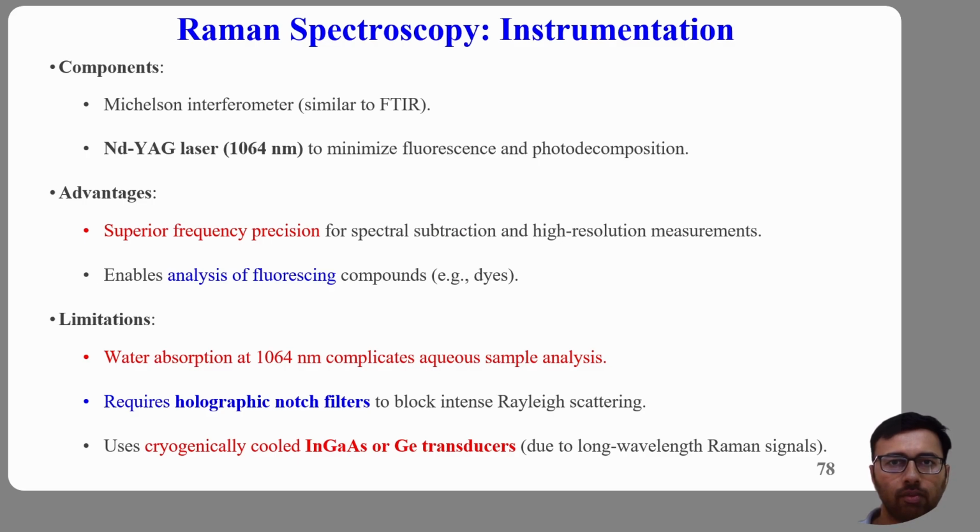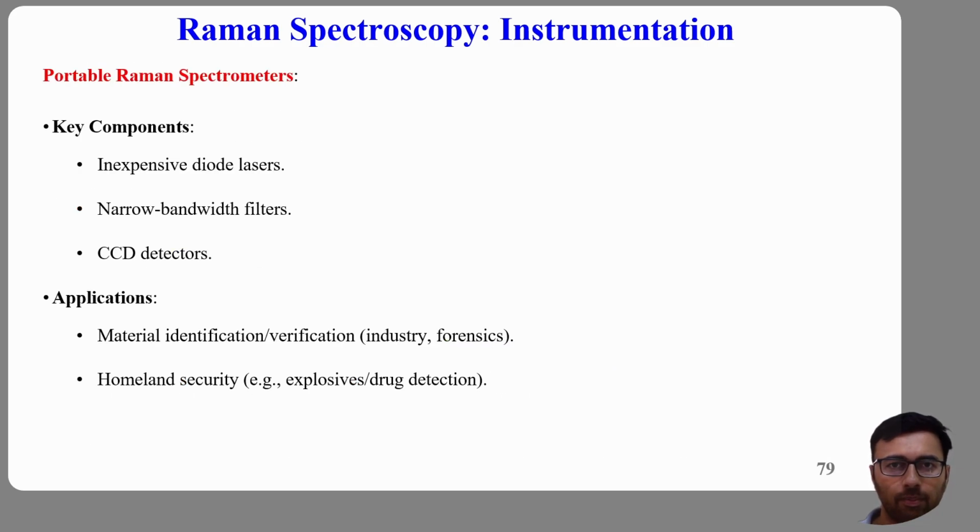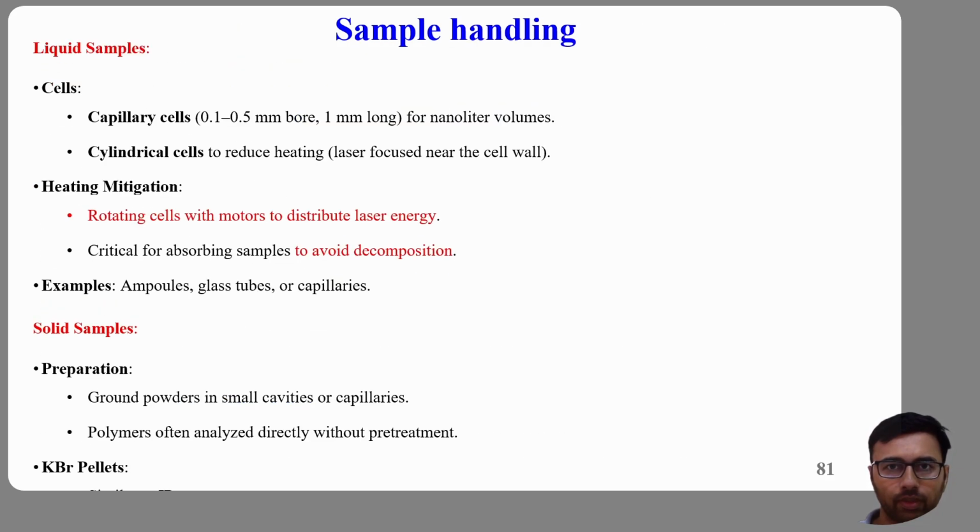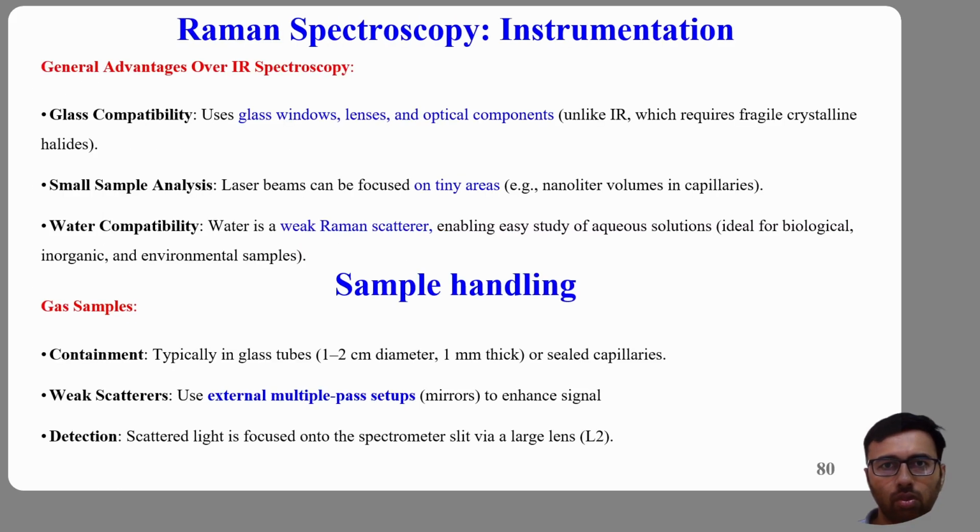Now let us discuss one of Raman spectroscopy's greatest practical advantages, that is sample handling. Compared with IR spectroscopy, Raman sample preparation is astonishingly simple. In IR spectroscopy, we needed salt plates, KBr pellets, moulds, or thin liquid cells. Glass cannot be used because glass strongly absorbs IR radiation.